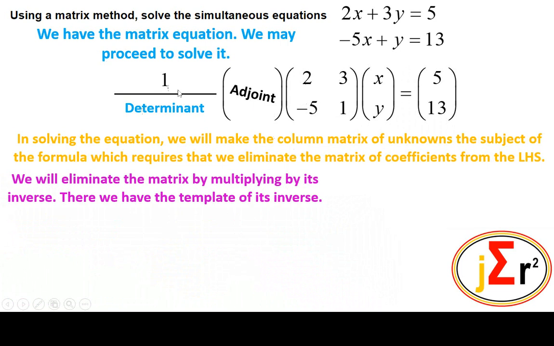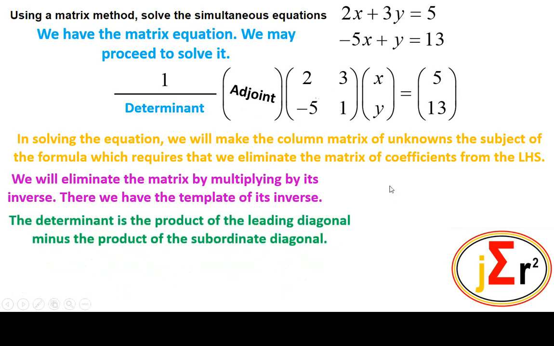And there we have the template of its inverse. Of course, you notice that there is no value inside there. It's just an empty template, with the exception that we are labeling the positions of interest. Now here we'll have the determinant. So we will have 1 over the determinant, and that we will multiply by the adjoint. That is the determinant of this matrix and also the adjoint of this matrix.